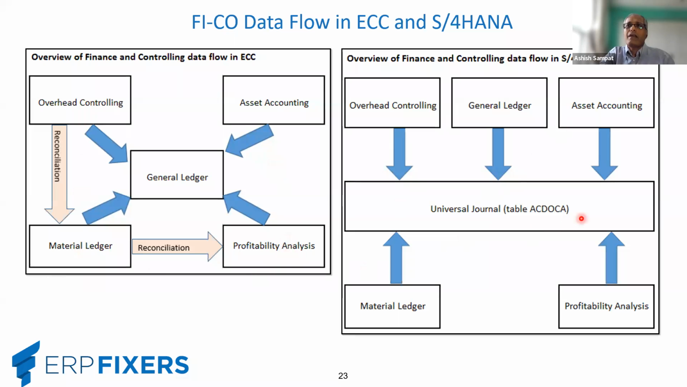Now with S4, everything is in the universal journal, or table ACDOCA, the accounting document actuals. This is the line item table as well as the totals table. Here we used to have line item and totals tables different. And then overhead controlling, general ledger, asset, material ledger, COPA, they all feed to the universal journal. And that's where our single report, single source of truth for reporting comes in.